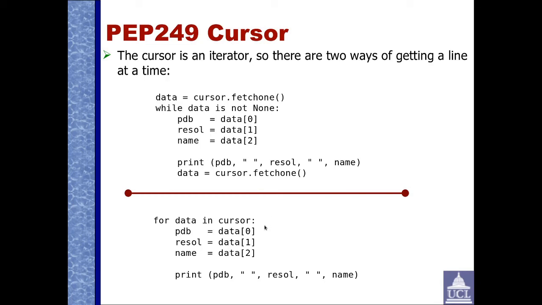So that's one way of doing it, but a neater way of doing it, because the cursor is an iterator, is that we can just say for data in cursor. Extract the data items and print them. And that will do everything that this version did, but it's a lot simpler and easier to read.